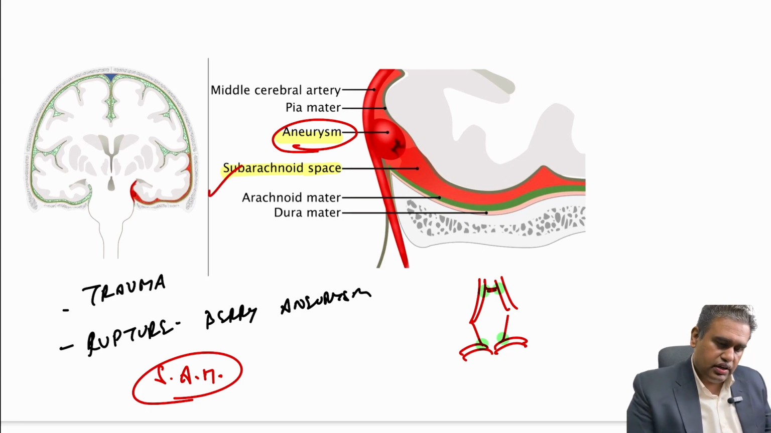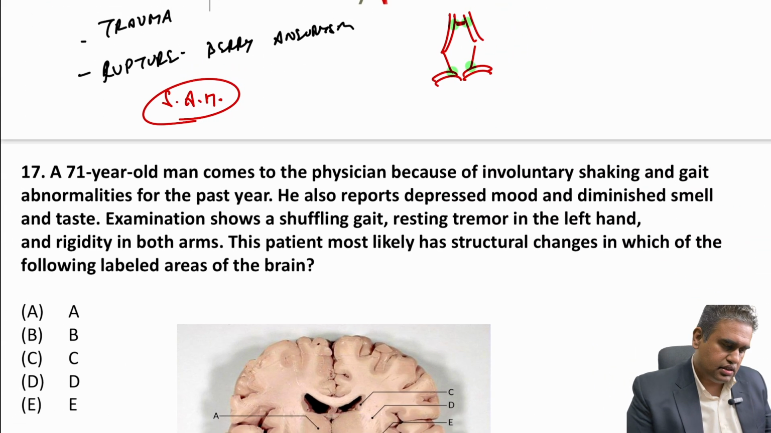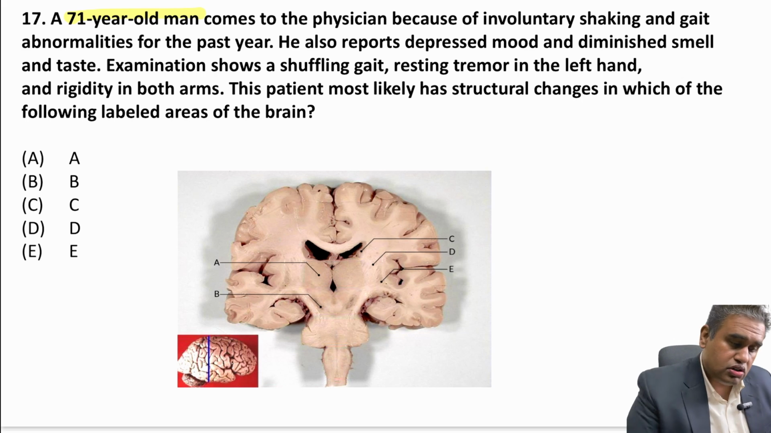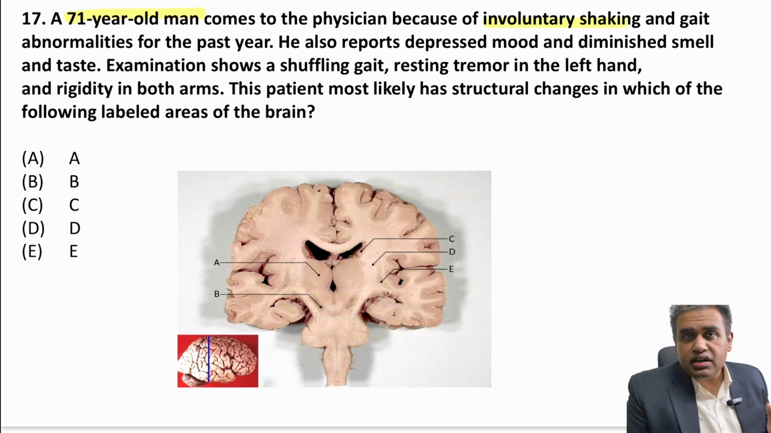Let's move on to the next one over here. The next question asks us that there is a 71-year-old, an old man over here, and he comes to the physician because of involuntary shaking and gait abnormalities.